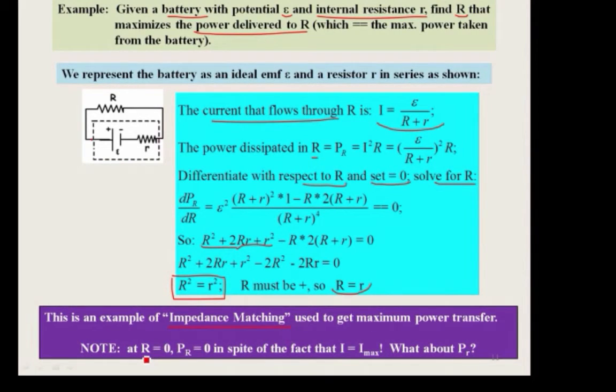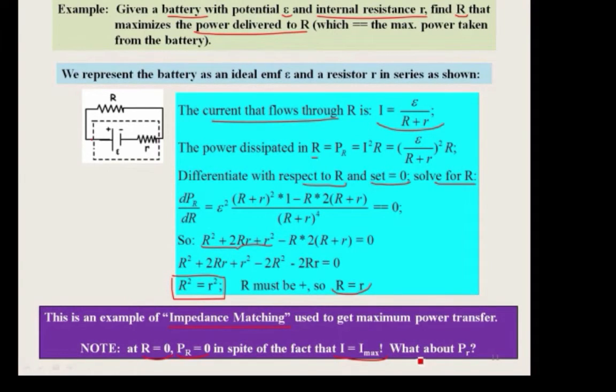What happens if we let R go to 0? Well, interestingly, if you look at this, P sub R will be 0, because if you come up here to P sub R, if you let R go to 0, this power goes to 0. There's a problem with that, because what it means is that you still have tons of current. So in fact you have a maximum current that's coming out of the battery. This would be like shorting out the battery.